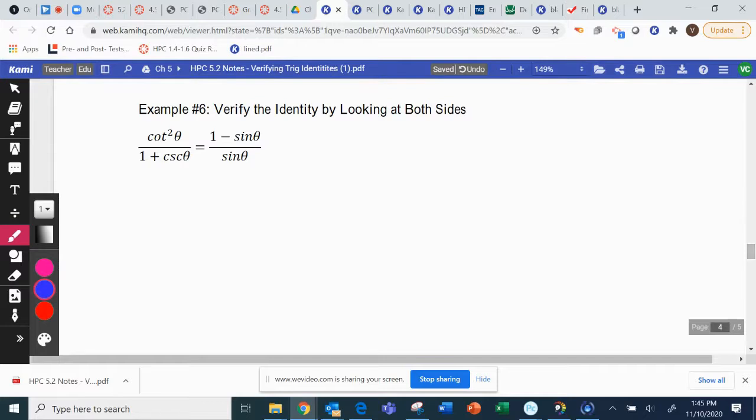Which side should we work on? Which one's more complicated? The left is more complicated. They both have one addition and division, but with the two terms on the bottom, the left side's more complicated. This is the one that the book was using for looking at both sides.